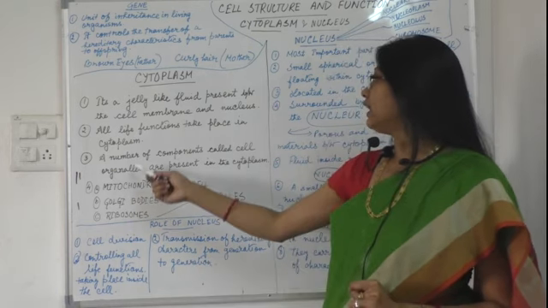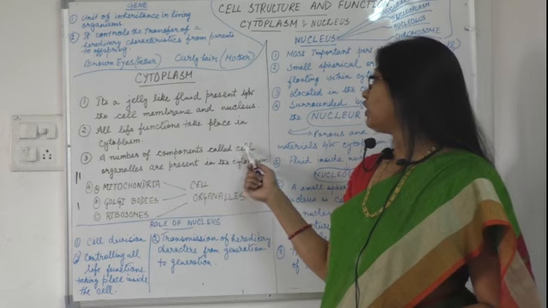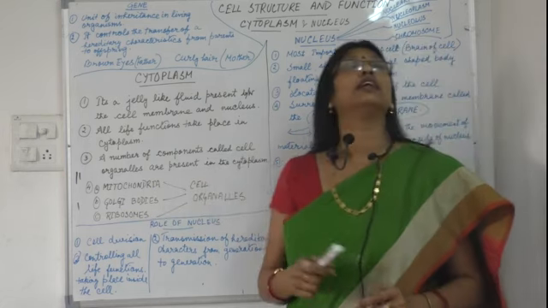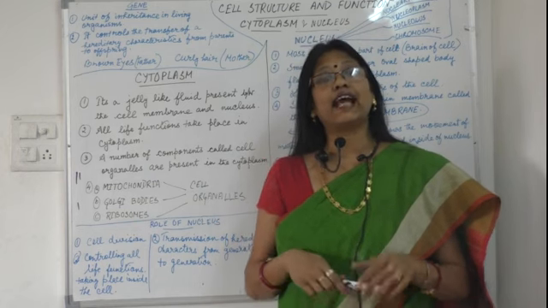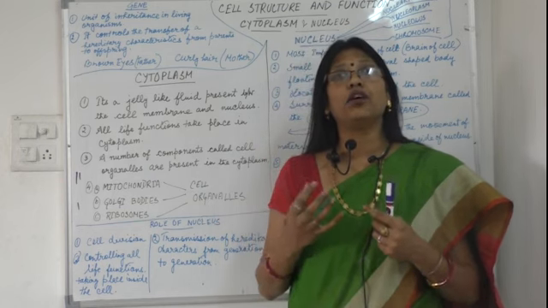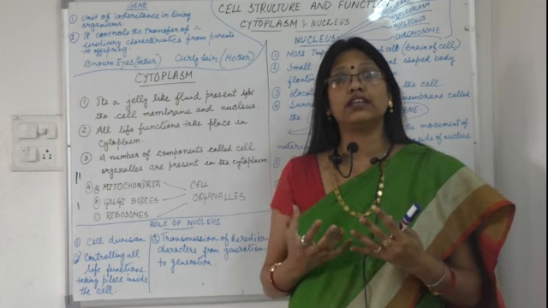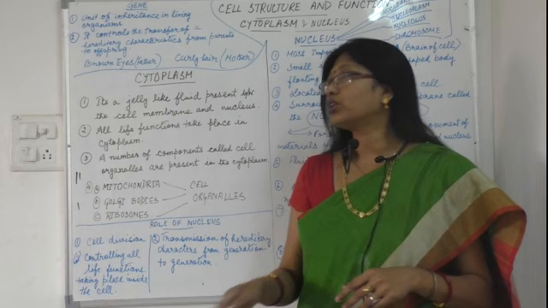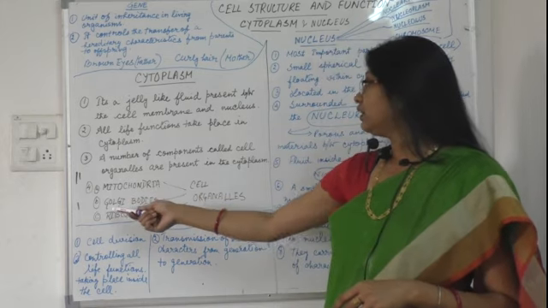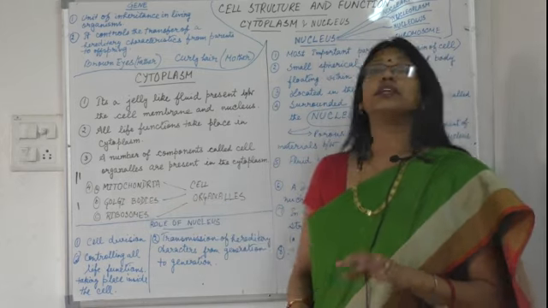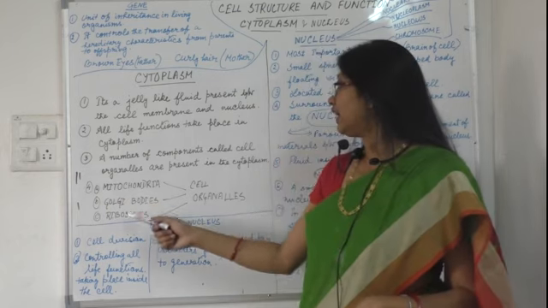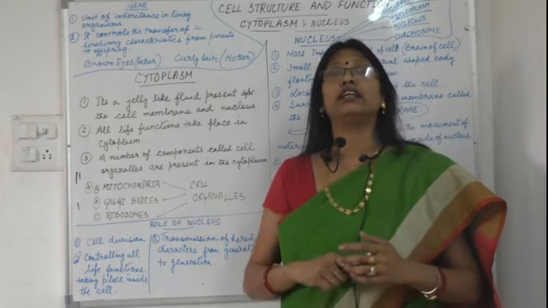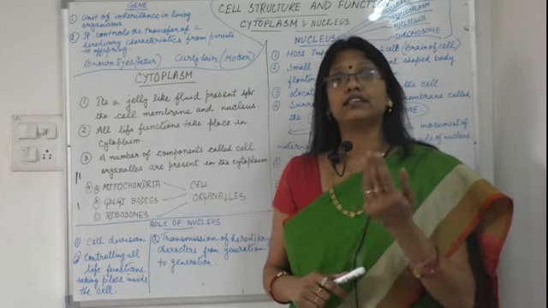Third point, a number of components called cell organelles are present in the cytoplasm. That means inside cytoplasm there are some cell organelles, mainly mitochondria, Golgi bodies, and ribosomes. About these cell organelles I will discuss later on.